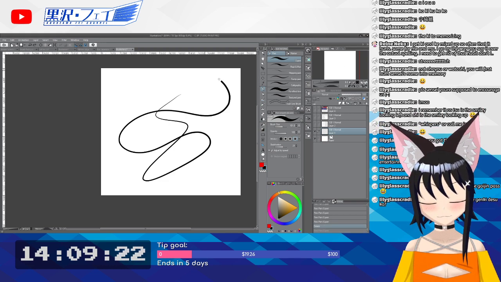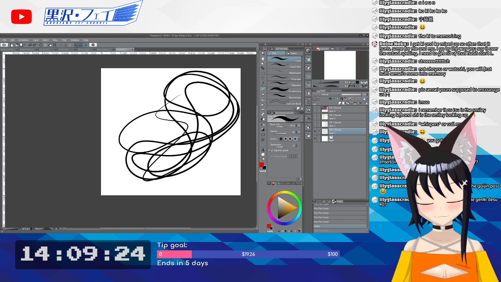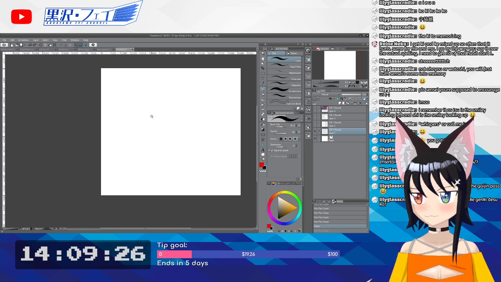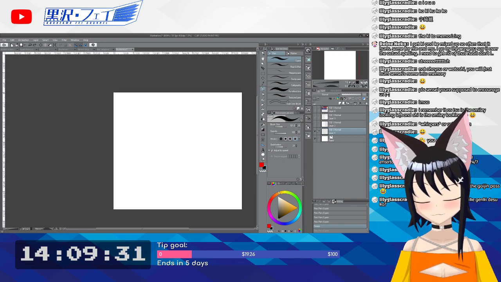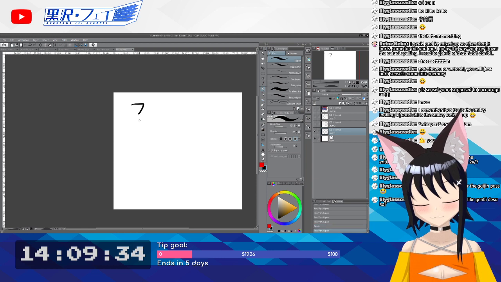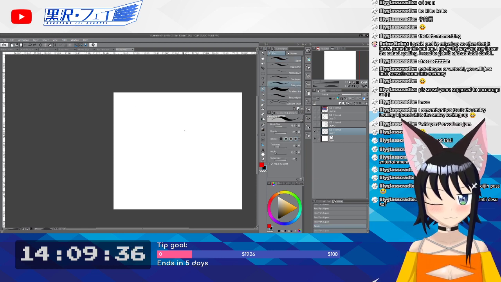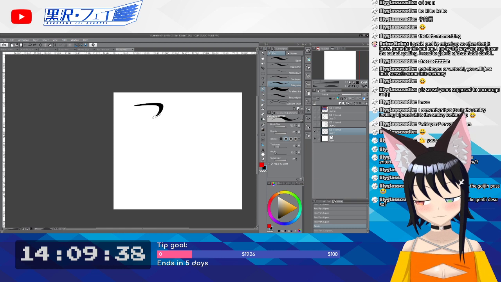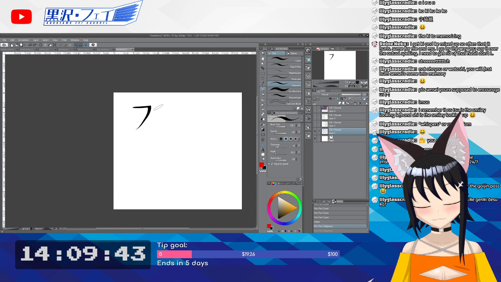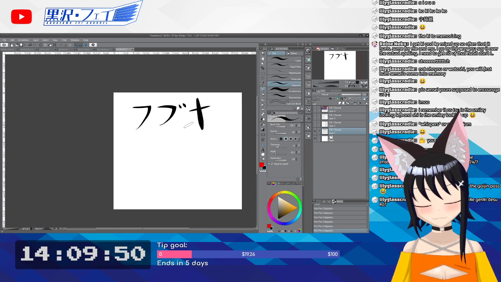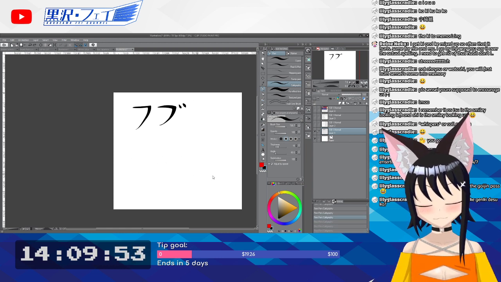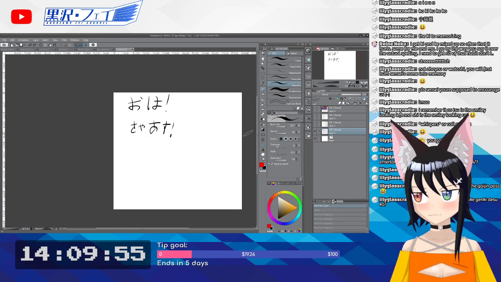So let's try and take a break and let's write some names in Japanese. So. Fubuki writes her. Let's just. Calligraphy, with a shitty calligraphy pen. That's Fubuki Shirakami's name.